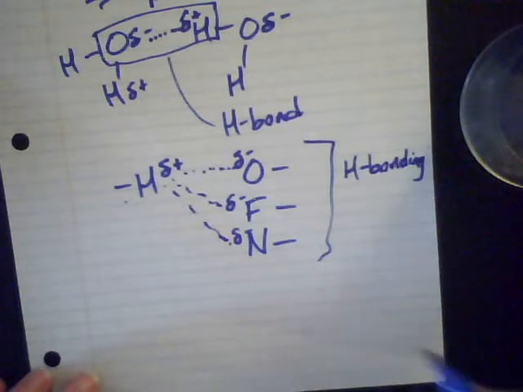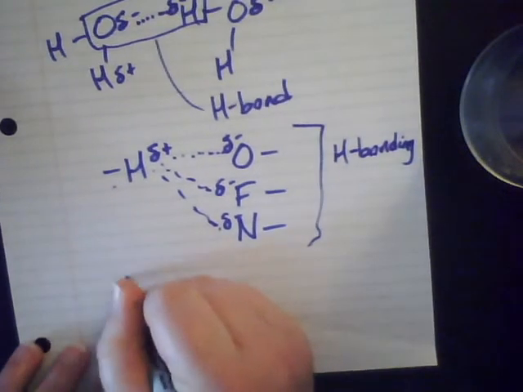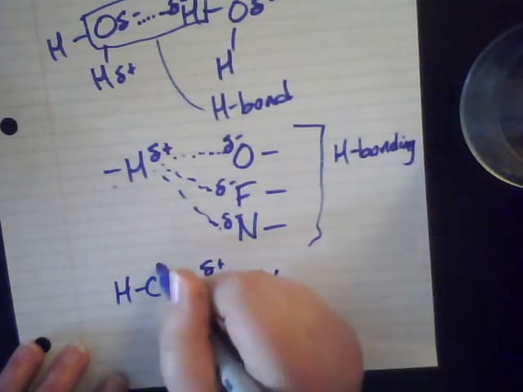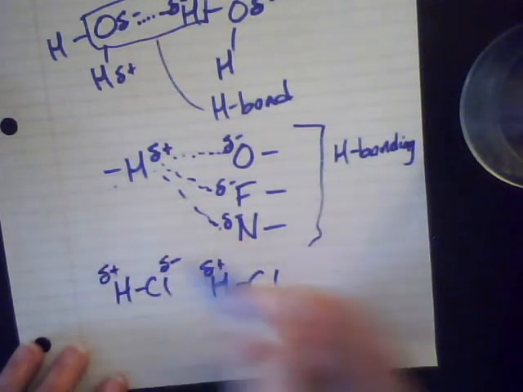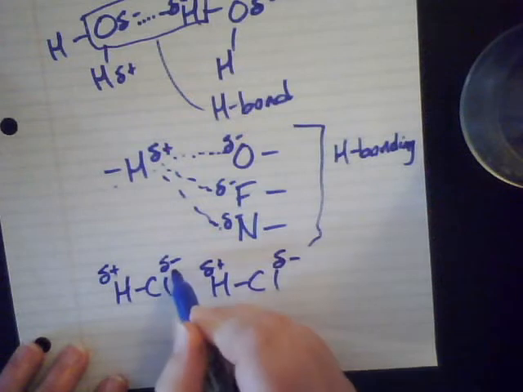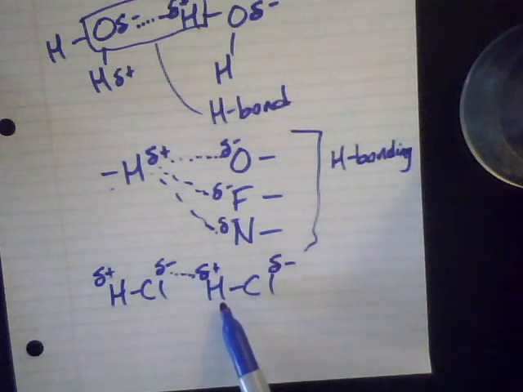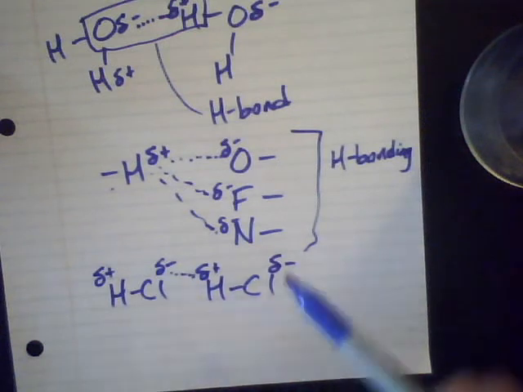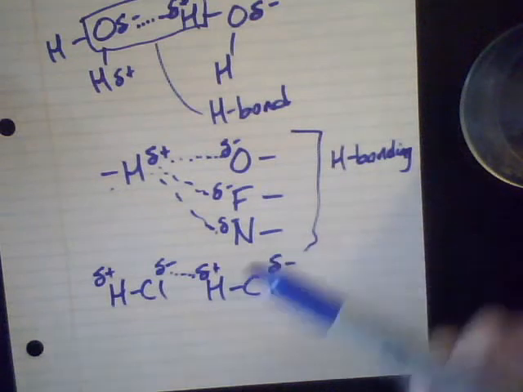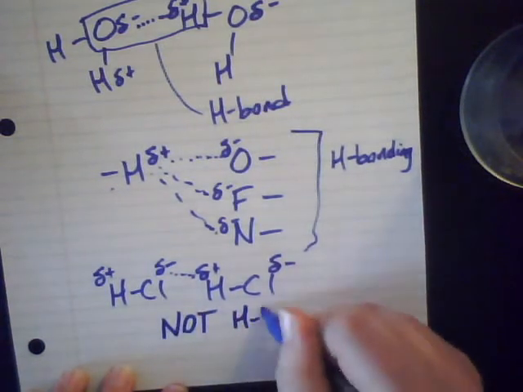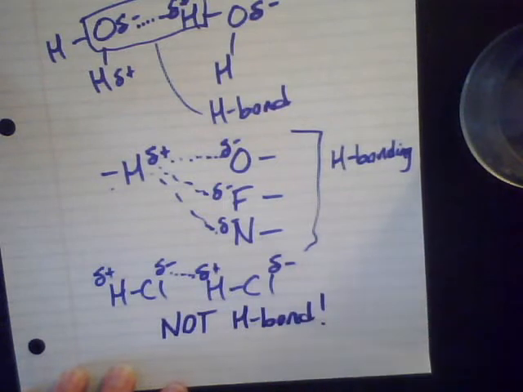So let's go back to our dipole-dipole example. If we look at HCl here, we have these two HCl's that are attracted to each other because of these opposite charges. So again, stickiness. This is not considered hydrogen bonding, even though it has a hydrogen in it that's partially positive, because it's not attracted to an oxygen, fluorine, or nitrogen. So that's the distinction there.